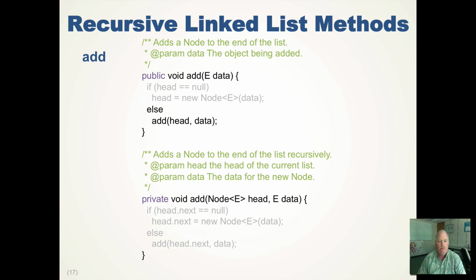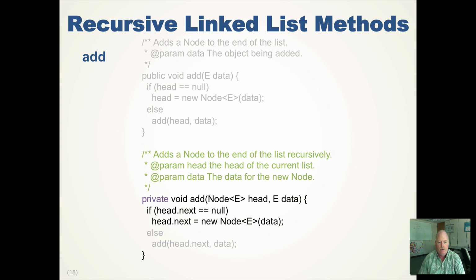So we call the helper method, the recursive helper method, with the position, the beginning of the list, and the data. The recursive method says where are we in the list. If head.next is null, so we're pointing at the last item in the list, then we create a new node and make that the last item in the list. And that's why we do head.next. And we know that head's not null because the public method checked for that.